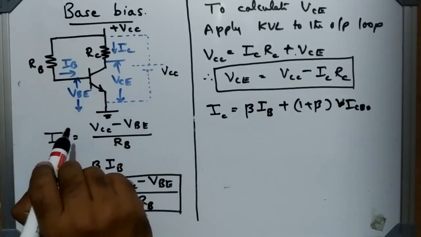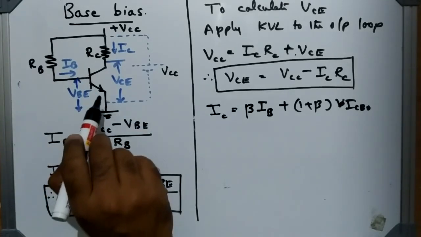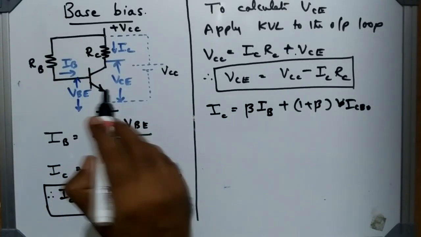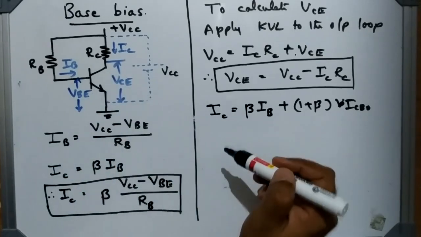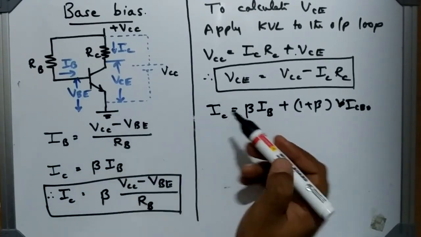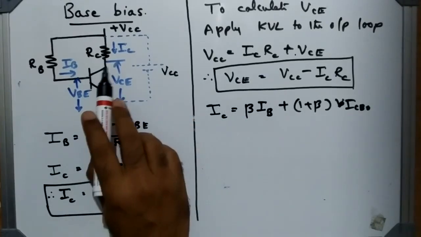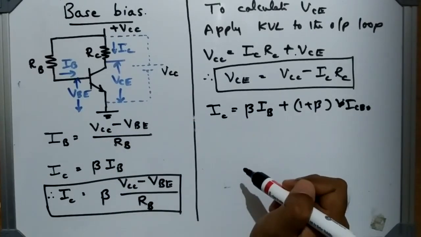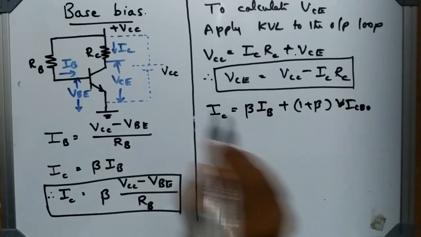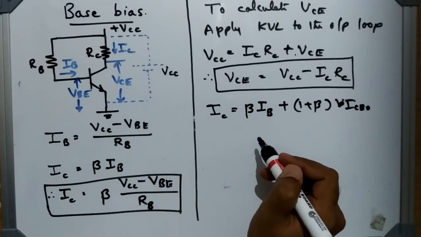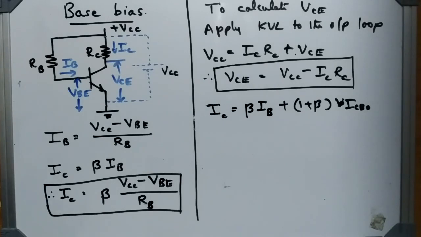So there is no way to control the collector current. So the collector current will keep on increasing, and that increase in the collector current will again increase the temperature, and due to the excess amount of current flowing, the transistor will be spoiled. So this is the disadvantage of this base bias. Therefore normally we are not using this base bias circuit.